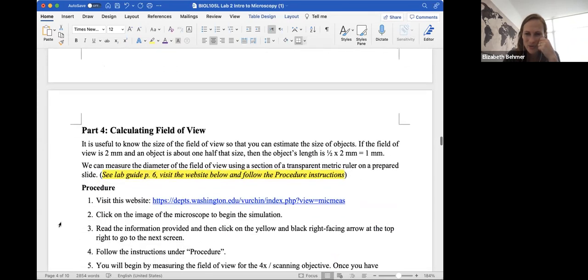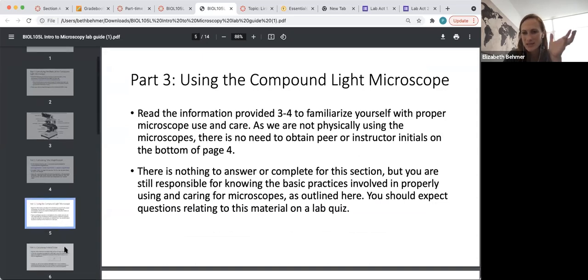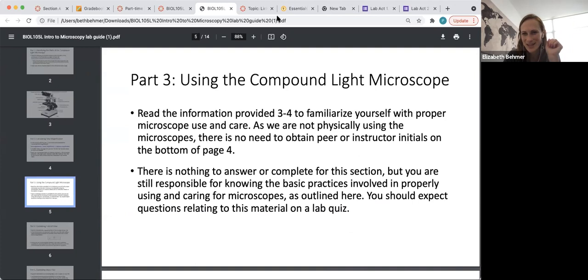I'm just going to share the lab guide with you. Again, you can work through the lab guide and the worksheet at the same time. There's nothing to complete or answer in that section, so you can just read through it.